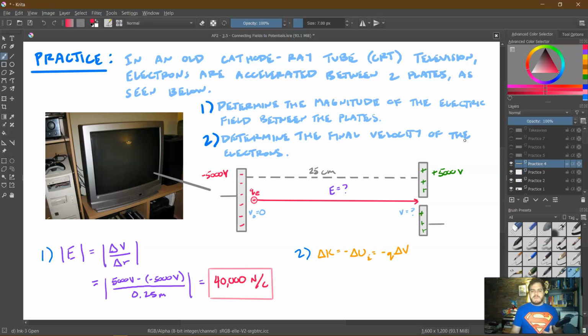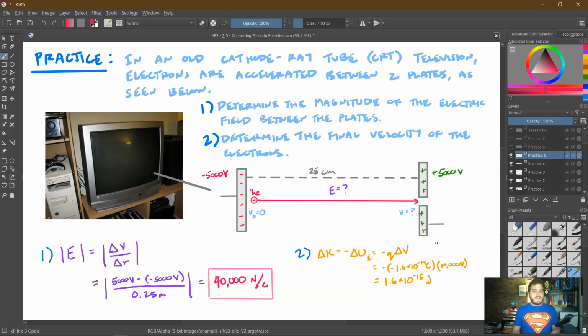Additionally, though, it said determine the final velocity of the electrons. Well, we know that the electron's change in kinetic energy will be equal to its negative change in electric potential energy. So that electric potential energy has to become kinetic, and we can find that by just doing q delta V. The charge of an electron is negative 1.6 times 10 to the negative 19 coulombs, and the change in voltage is 10,000 volts. Multiply all these together, and we get 1.6 times 10 to the negative 15 joules.